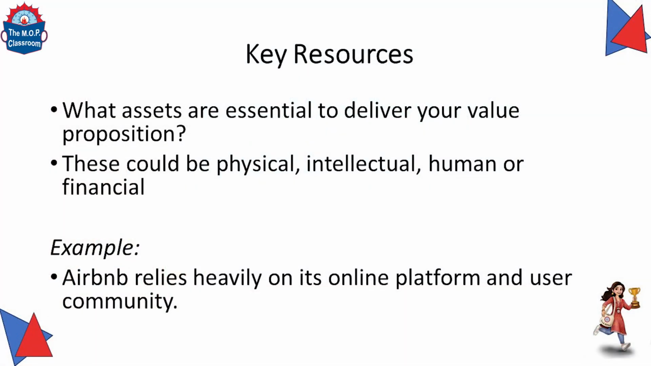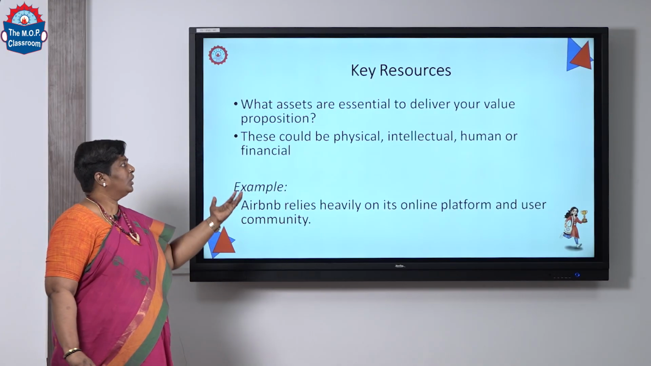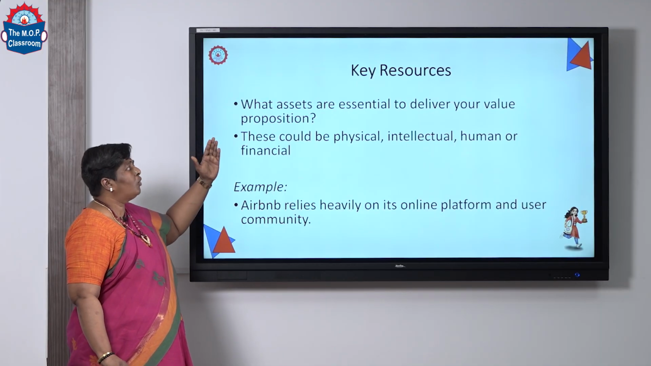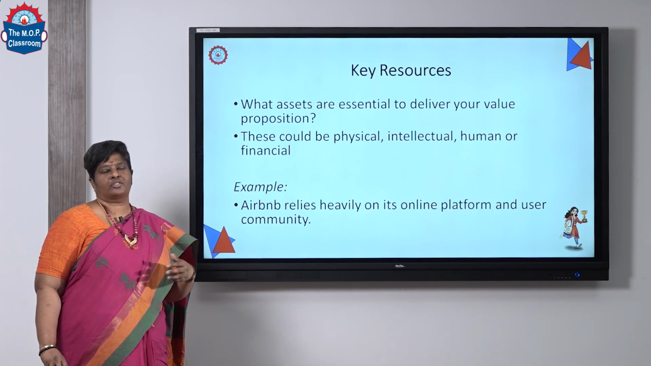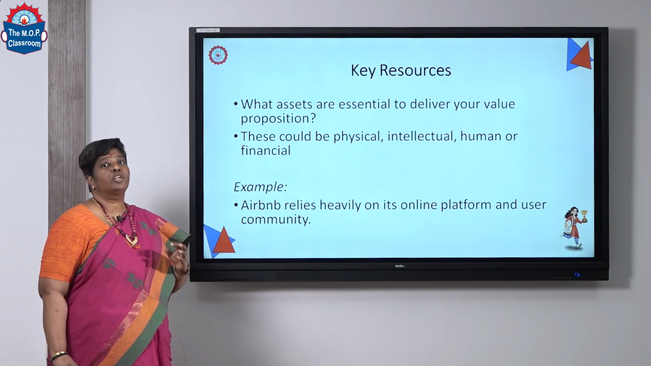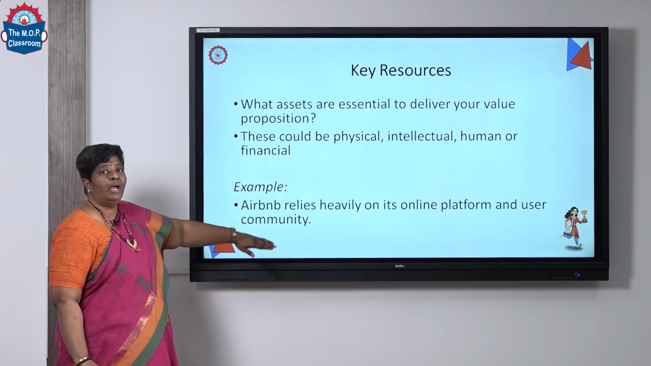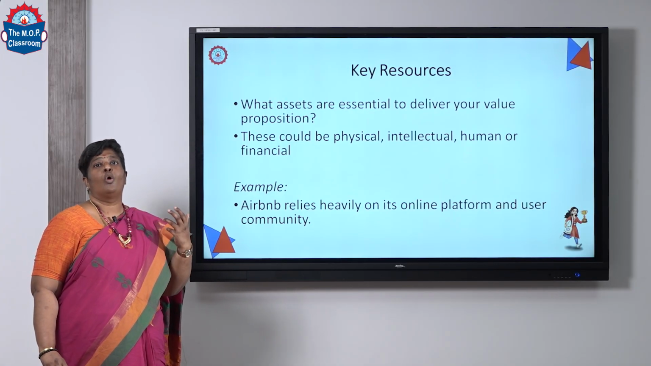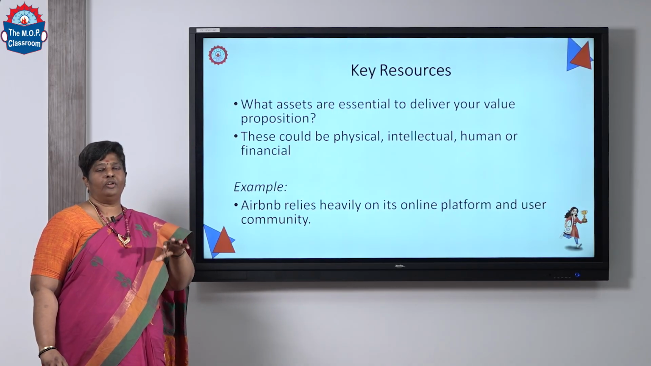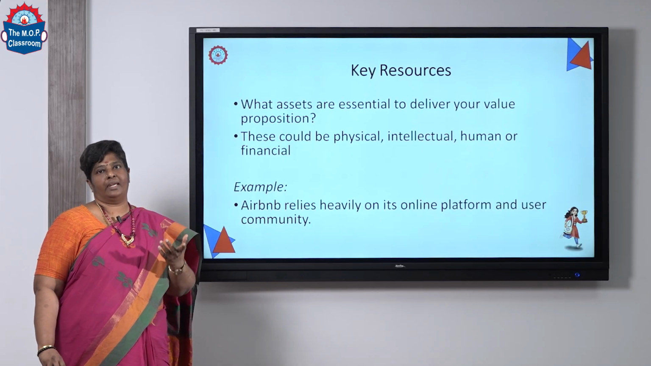Key resources. What are the assets essential to create value? It can be personnel, finance, buildings, whatever the physical or intellectual aspects are that are essential to create value, like for manufacturing. What are the different resources you need? For example, Airbnb relies heavily on its online platform and user community. We may all know that Airbnb does not own any of the properties. So they run on a rental model or partnership model, so that helps them to run their business.